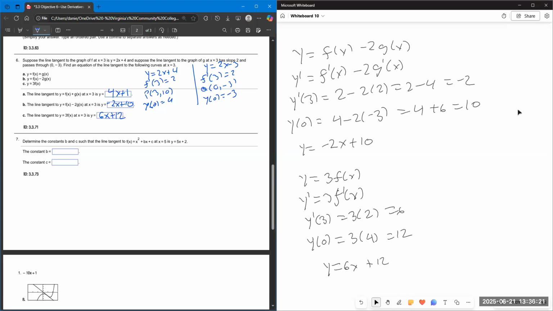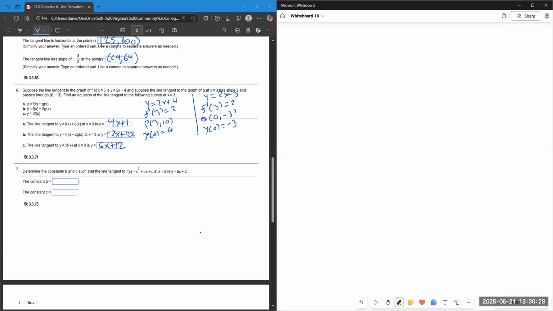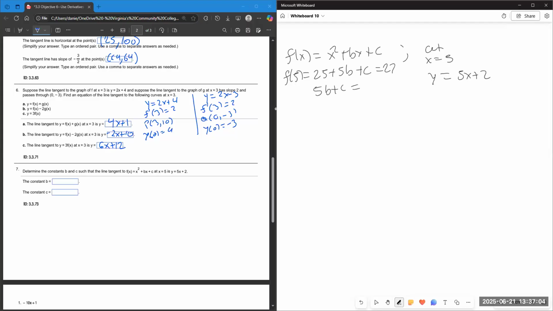All right, let's wrap up with number 7. If f of x is equal to x squared plus bx plus c, and at x equals 5, y equals 5x plus 2, that means f of 5 is equal to 25 plus 5b plus c, and that needs to be equal to 27. So 5b plus c has to be equal to 2.